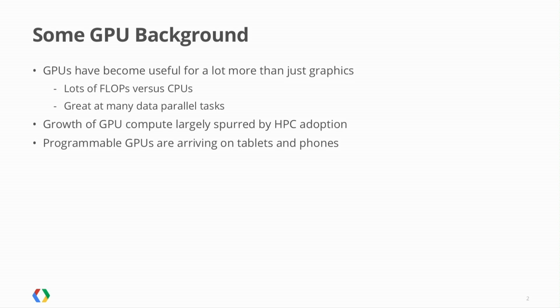The market where this has had the most adoption is in high-performance computing, supercomputing, oil and gas, things like that. The current #1 machine on the top 500 is primarily GPU-based, for example. And now in mobile, we're starting to see these programmable GPUs arrive and become useful.